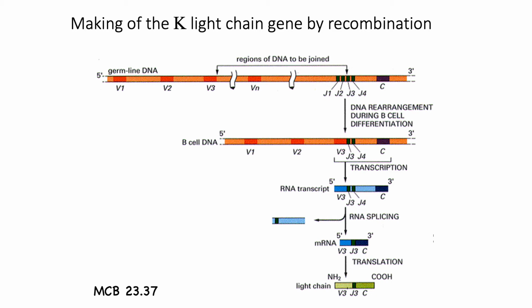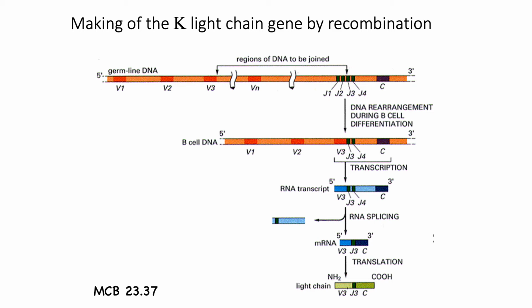Then there are a few of what we call the J regions, shown in the little green bars. These are J for joining. And finally, the C region, the constant region. So in developing B cells, these rearrange to take one of the V regions, put it next to one of the J regions, and then it's transcribed through the C region, and the region between the J and the C is spliced out to give this mature RNA.